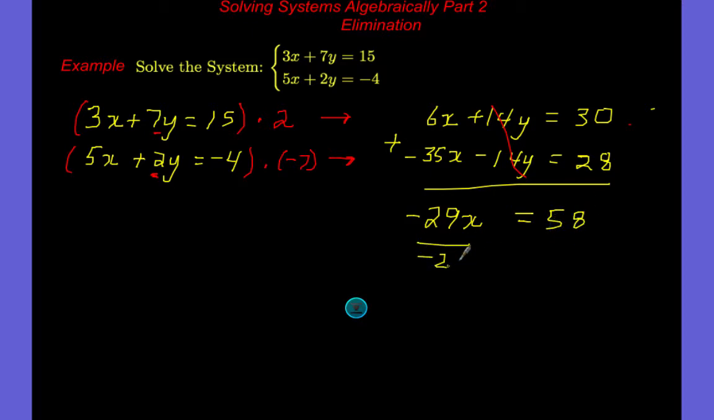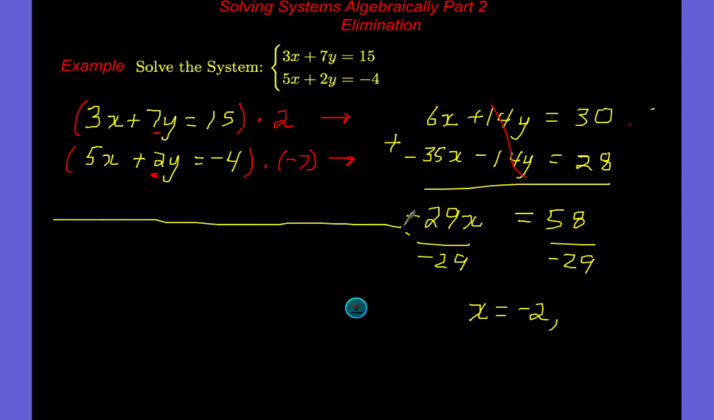So now when we divide each side by negative 29, we get x is equal to 2. Excuse me, x is equal to negative 2. So I got my x. So now I need to find my y value. Okay, so I'll pick my equation and use this space. Let's use 3x plus 7y equals 15.